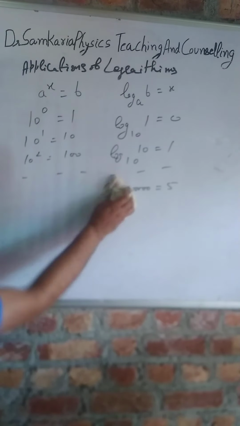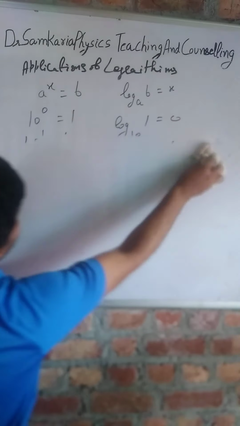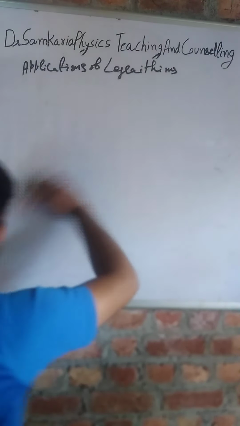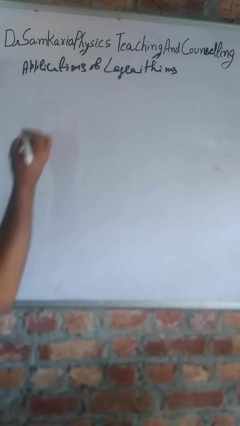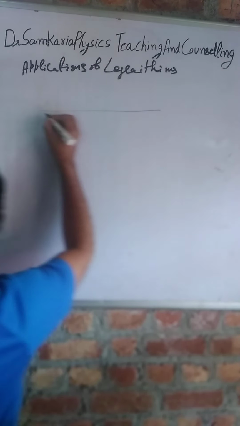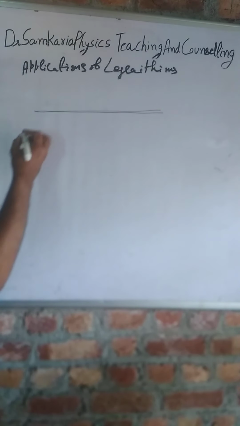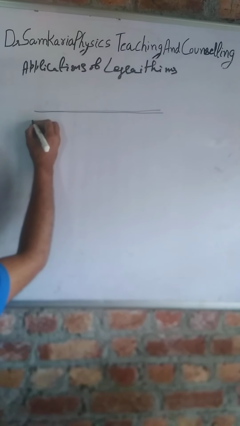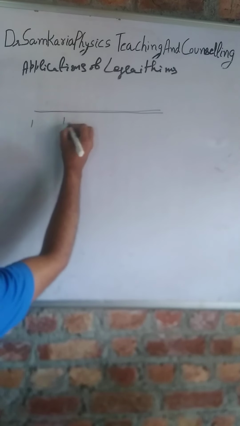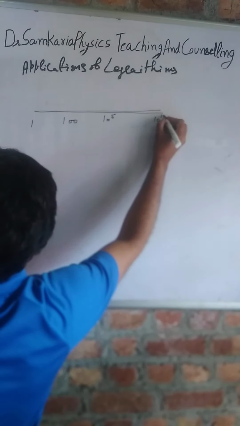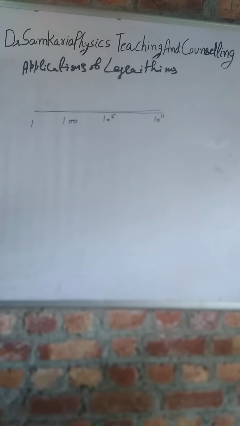So now let's go back to our original problem. Students, what was the problem? Our problem was that we are unable to draw these large numbers on a number line. Suppose we have here 1, 100, 10 to the power 5, 10 to the power 11. These large numbers we are unable to draw on the number line because the small numbers are coinciding.